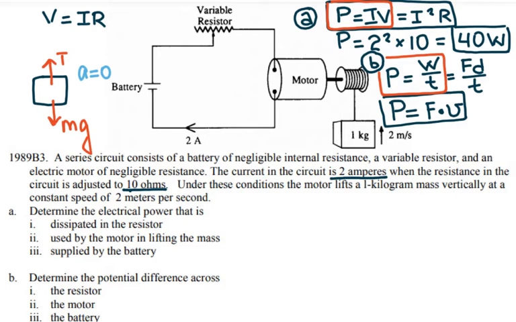So the power dissipated by the resistor is 40 watts, and the power for the motor is the force of gravity, mg, times the velocity. The mass is 1 kilogram, so mg gives me 10. Then I have the velocity, which is 2 meters per second. So I have 10 times 2, and that will give me 20 watts.